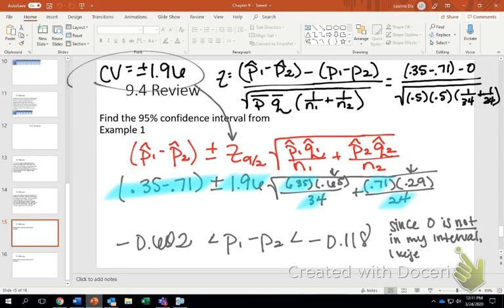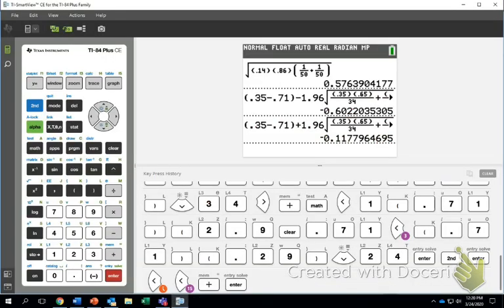I reject the claim. And remember, the confidence intervals are just used to help us have another route to decide are we keeping or are we rejecting our claim. So since 0 is not part of my interval, I'm going to reject the claim. All right, so same idea for the next one.